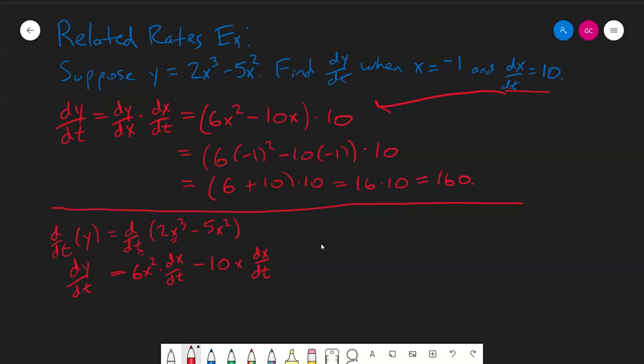If I fill in x equals negative 1 and dx/dt equals 10, then I'll get the same thing as before. 6 times negative 1 squared times 10, minus 10 times negative 1 times 10, and that's still going to get you 160. So feel free to think about it and work a problem out like this in either of these two ways.